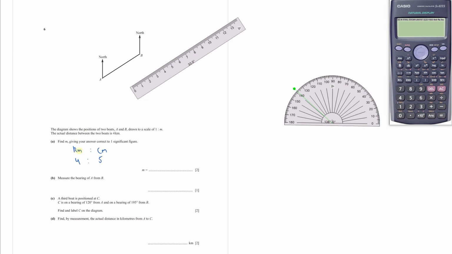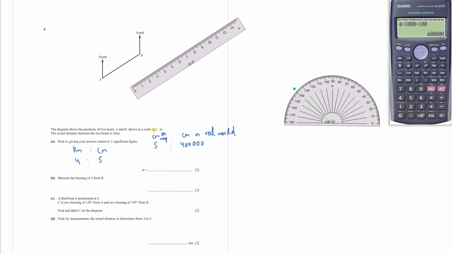Then we can convert these kilometers into centimeters as well. So 4 kilometers will be 4 times 1000 to convert it into meters, and then multiply by 100 to get it into centimeters. So this is 400,000. So this will be 5 centimeters on the map to 400,000 centimeters in the real world, which is 4 kilometers.